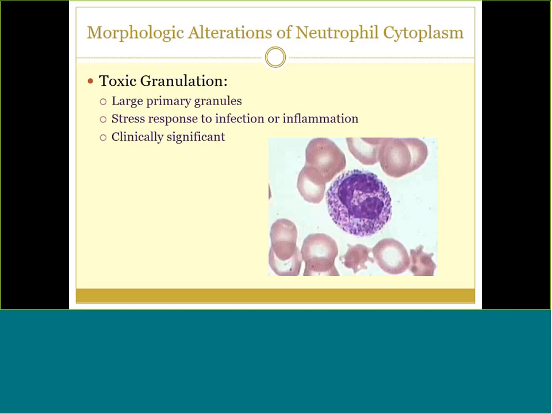All right, now I mentioned these back on a different slide: toxic granulation, Döhle bodies, vacuoles. So now we're going to get into them. So toxic granulation is shown there in the picture. These are very emphasized, large-looking primary granules. So in your neutrophils, you have both primary and secondary granules. The primary granules in toxic granulation become very large and big and heavily granulated.